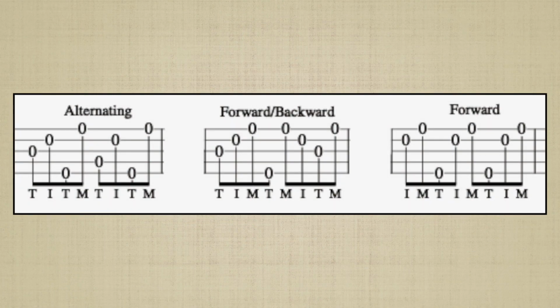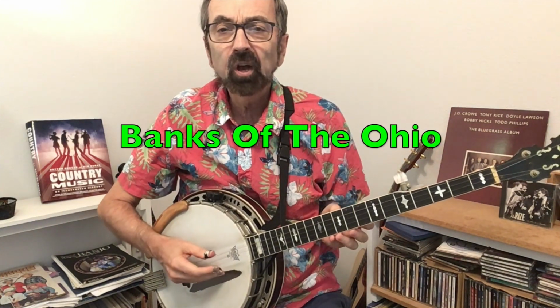The one thing that all three of these rolls have in common is that they have 8 eighth notes when you're counting in 4/4 time. So they each take up one full measure. In this video, we're going to take a look at rolls that go beyond just one full measure. The song I use to show my students how this is done is Banks of the Ohio.